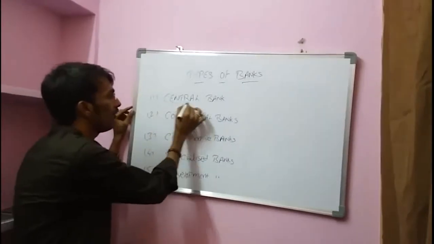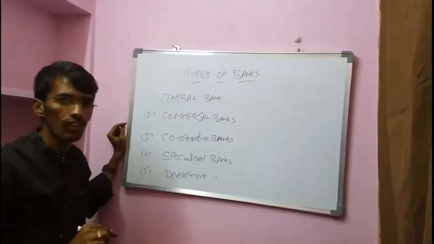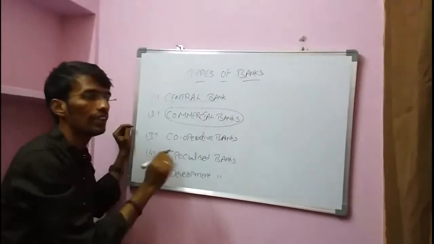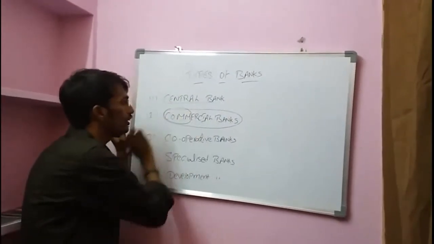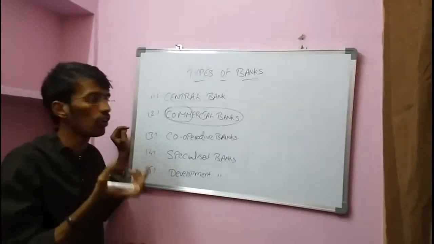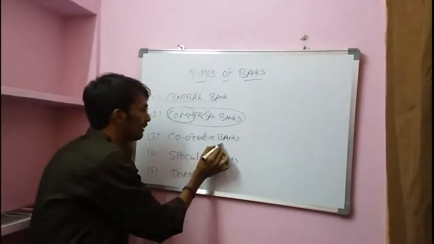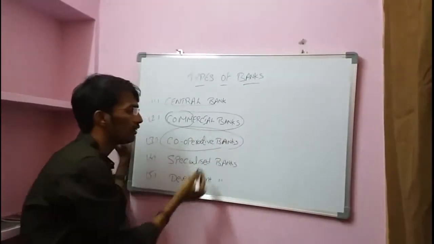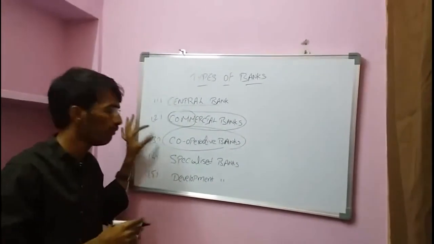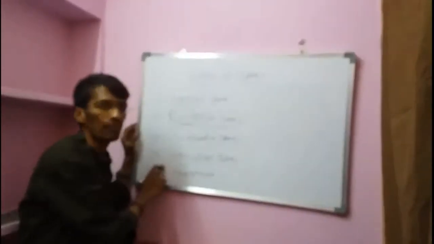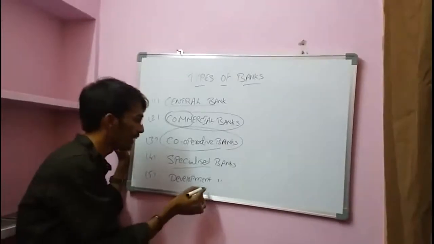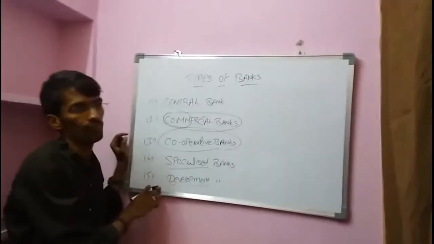In that, the first one, we already discussed, is the central bank, that is RBI. Second one is commercial banks. Already we told, commercial means these are profit oriented. The next one is cooperative banks. Cooperative banks have different levels. We will see about that. And the fourth one is specialized banks. They have some special purpose. We will see what the special purpose is. And the last one is known as development banks.